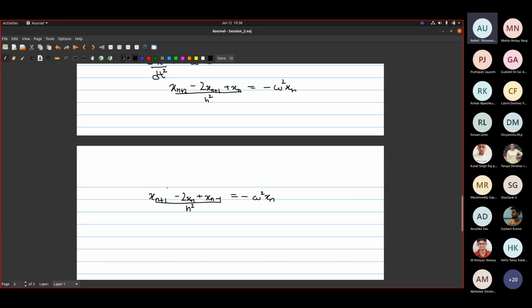Now, what is this equation really telling us? This equation is telling us that this xn is influenced by its own value, by the value after it, and by the value before it. That is exactly what this is telling us, and that is precisely what happens in a double derivative.